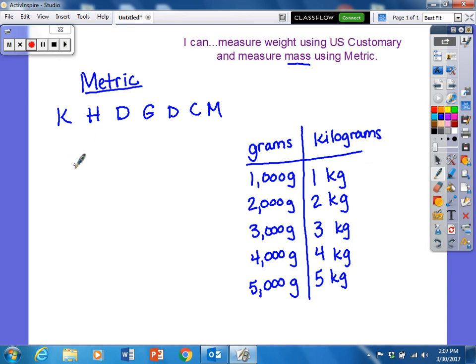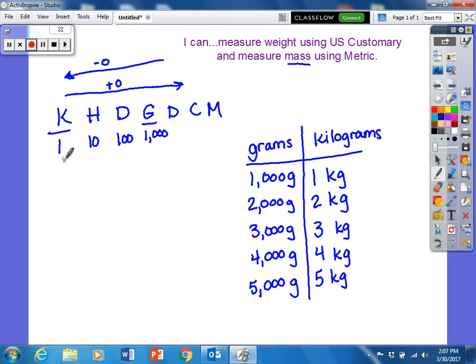And just to use our strategy and review, we will prove how that works. Remember, if we're going this way on our continuum, we're adding a 0. But if we're going this way, we are taking a 0 away, moving the decimal. So if I have 1 kilogram, this would be 10, 100, and then right there to grams is 1,000. So our connection is made and justifies our chart.